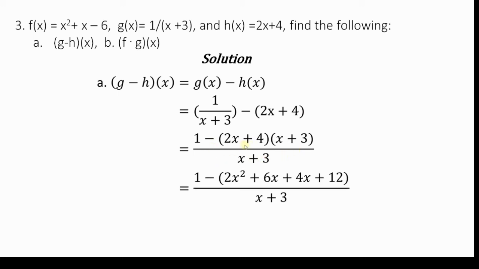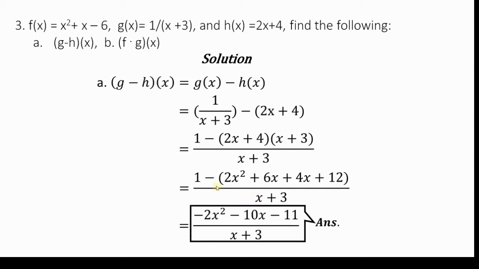So we do our evaluation. We have 1 minus, 2x times x is 2x squared. 2x times 3 is 6x. 4 times x is 4x. 4 times 3 is 12. So in our next step, we collect our like terms.